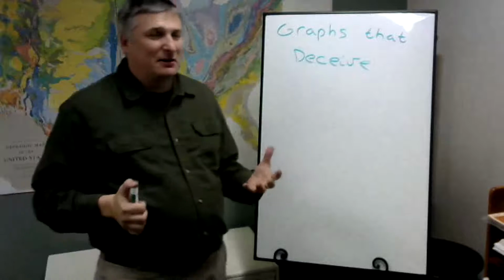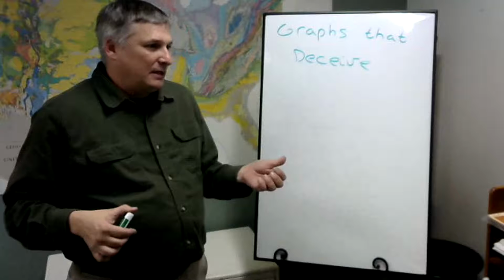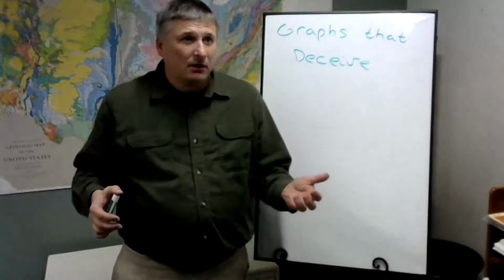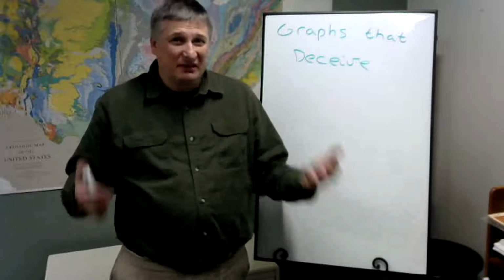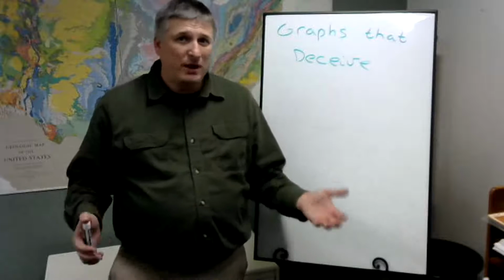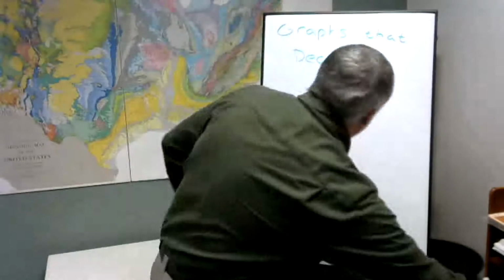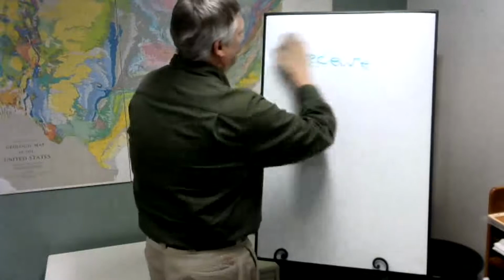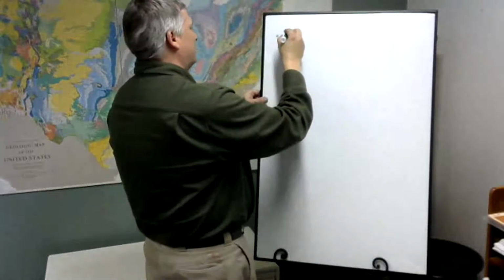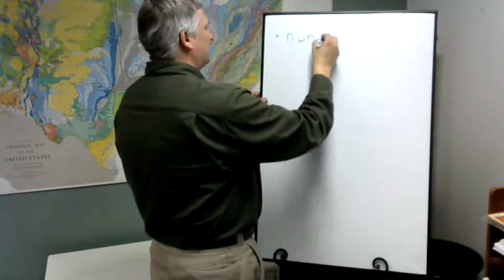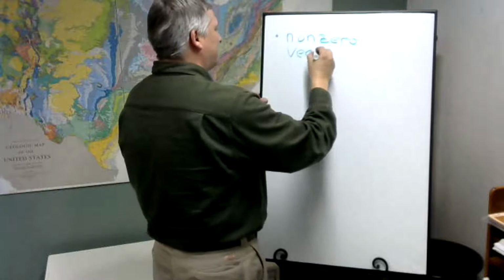The idea here is that you can present your information, and there's going to be some accuracy, but you can choose a way of presenting that's going to mislead people. There's two ways we're going to look at how that happens. So the first way is the non-zero vertical axis.